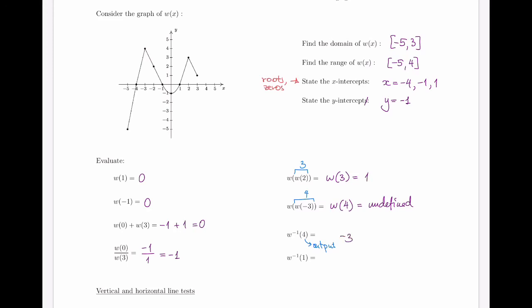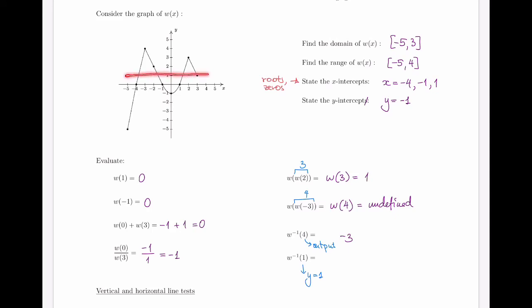Okay, and the same logic applies to the next question. I am looking for the input that will produce the output of 1. So the y value is equal to 1. Let me note this here. y has to equal 1. What does the x value on the graph equal when y is equal to 1?